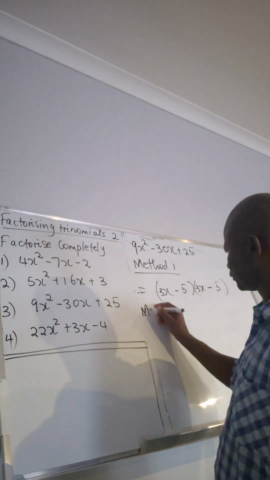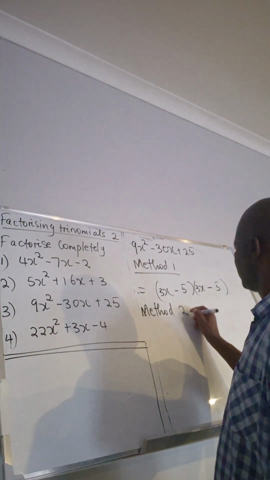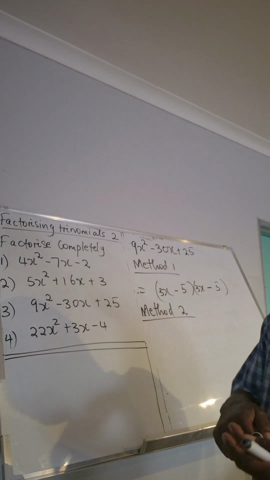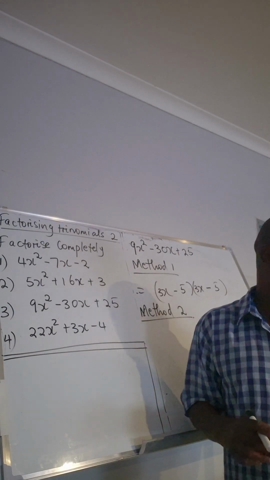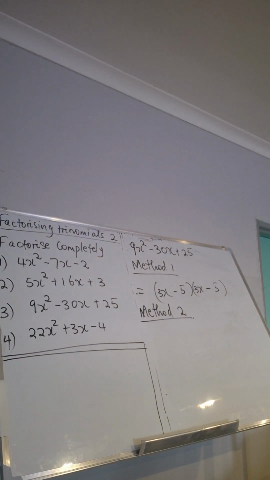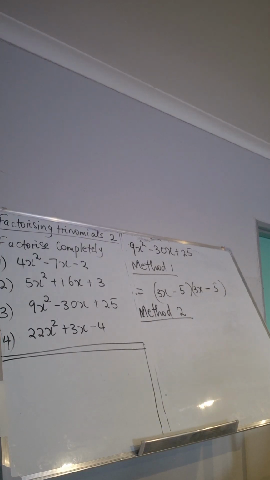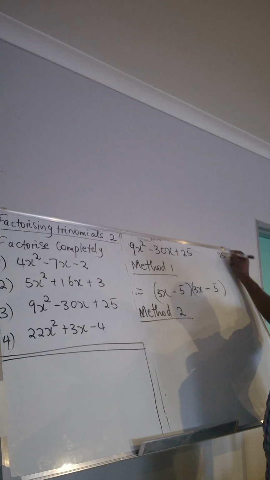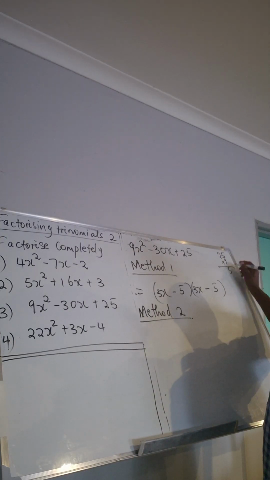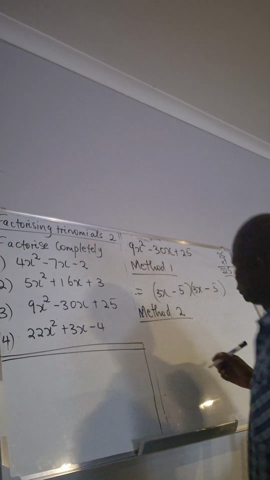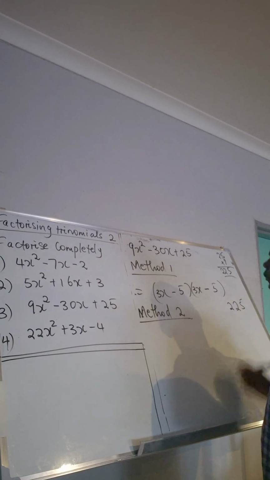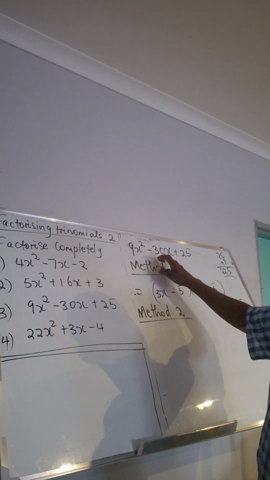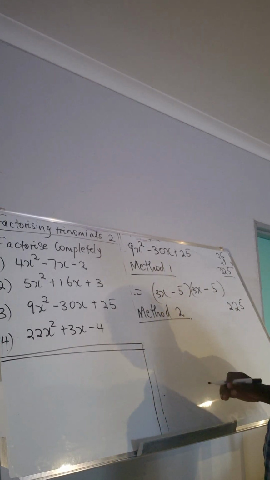Right, method 2. Like what I've done before, multiply these two, 9 times 25. 9 times 25, what do you get? You get 225. Now, find the factors of 225, where you are going to manipulate them so that you break minus 30.